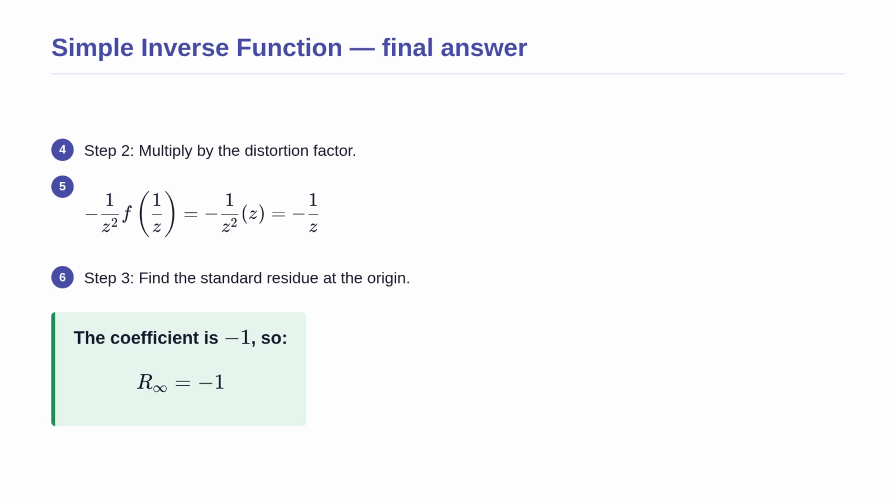Finally, we need to find the standard residue of this new expression at the origin. The standard residue is always just the number sitting on top of the single variable in the denominator. Here, the coefficient is negative 1. Physically, this balances the positive 1 residue at the origin, keeping the universe balanced at 0.